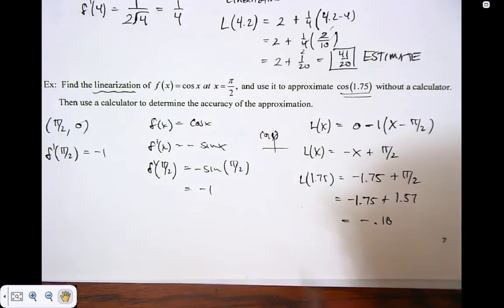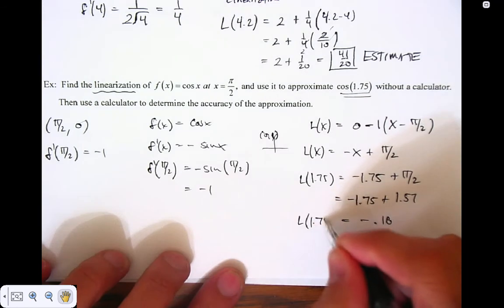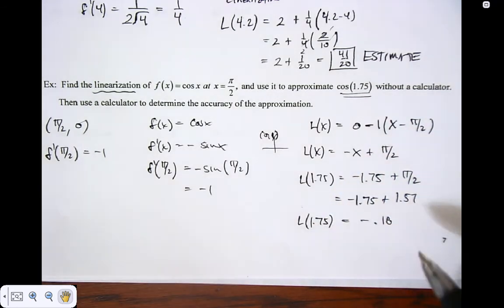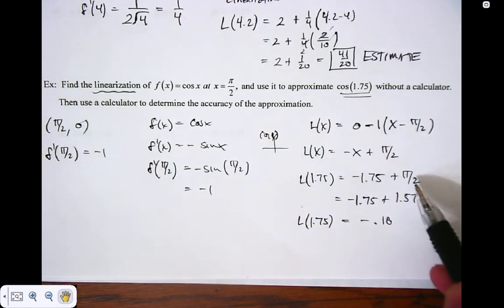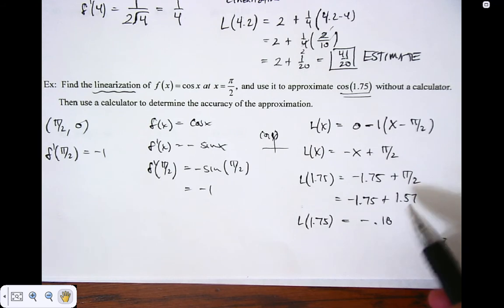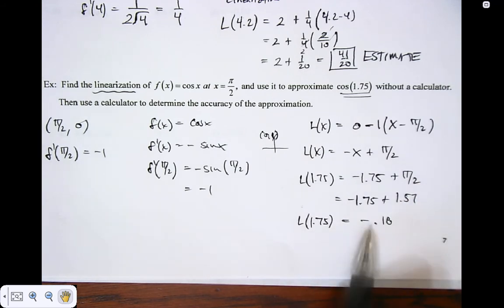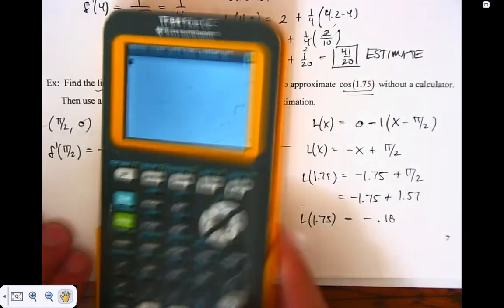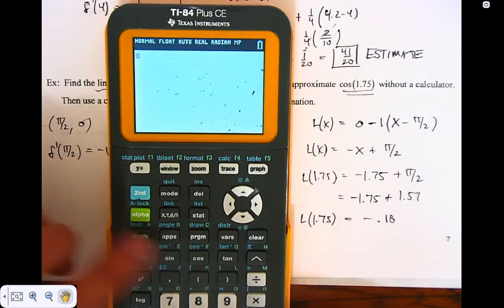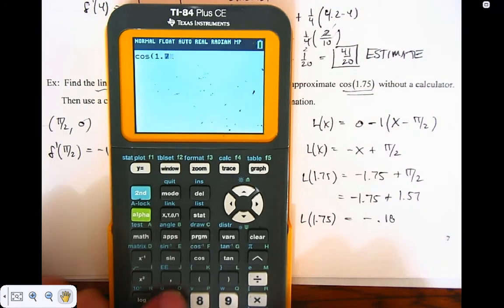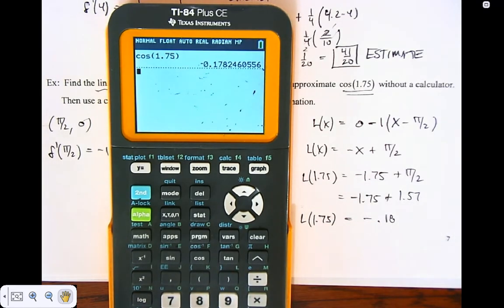Okay. And so what we're saying is that, look, we don't have a calculator. We still have to do some annoying math there, but we rounded it. This is an approximation. And so we're saying that it's approximately negative 0.18. And so if you come in here and you type in cosine of 1.75, negative 0.178. So we are really, really, really close. We're off by 2 thousandths.